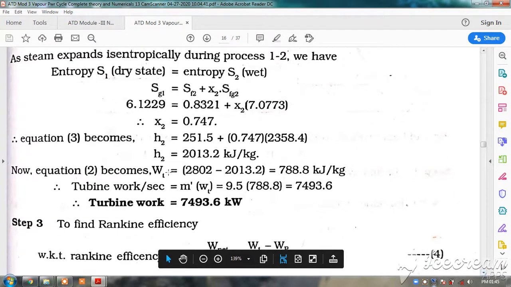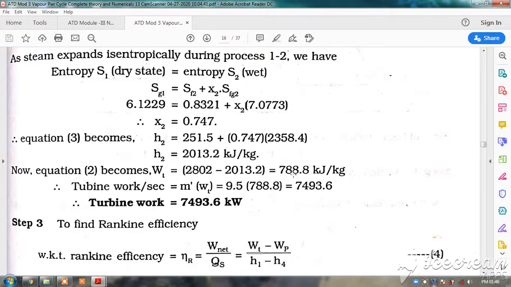Okay. Now the turbine work is equal to H1 minus H2, that is 2802 minus 2013, that is 788. Okay. Now the pump work was only 3.5.